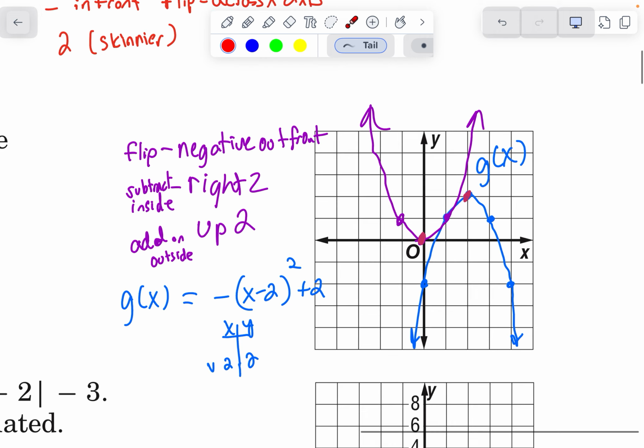If I plug in 1, I better get 1. If I plug in 3, I also will get 1. So I'm just verifying that my equation does that.